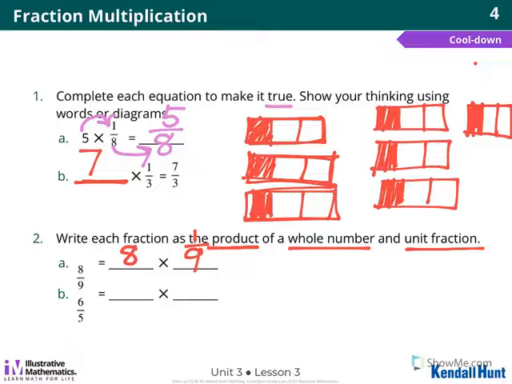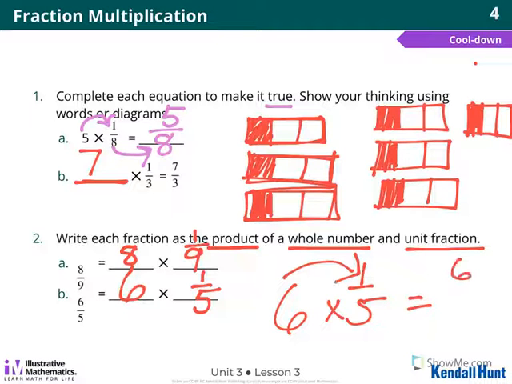Okay, 6/5. Same thing. I know if my denominator is a 5, that the unit fraction has to be 1/5. And then I'm thinking, how many 1/5s? Oh, 6. I also know 6 times 1/5. 6 times 1 is 6. Keep my denominator, 6/5.